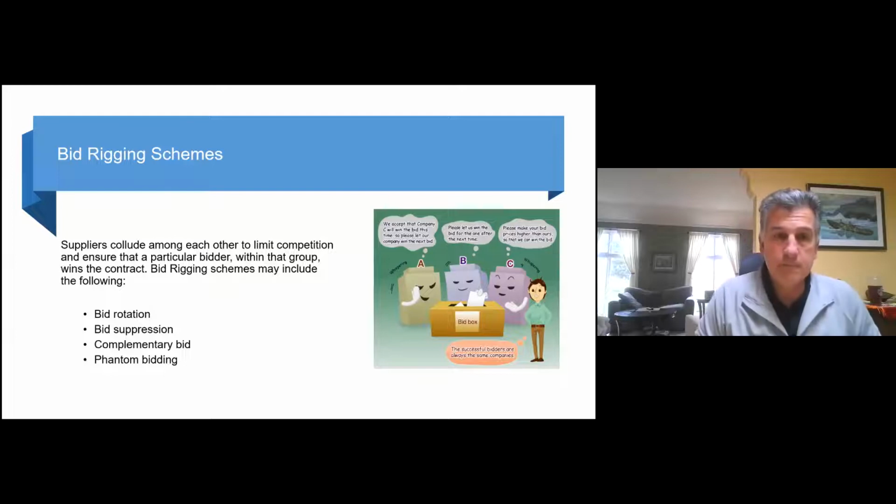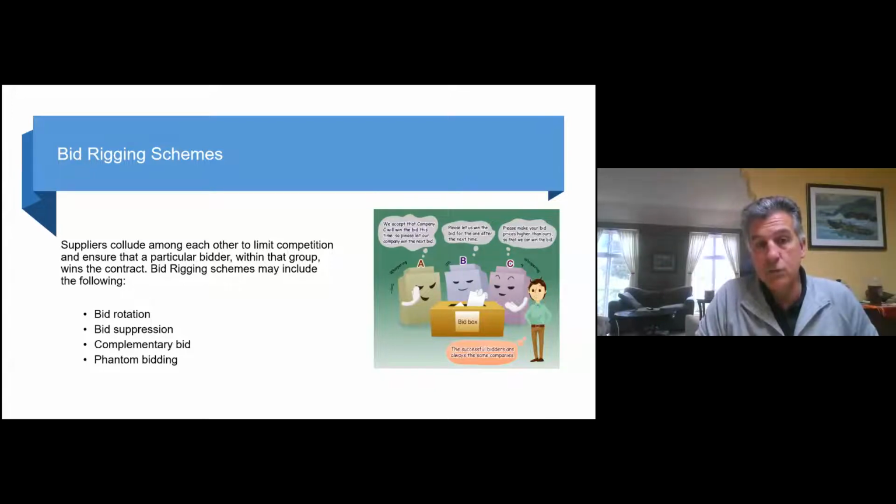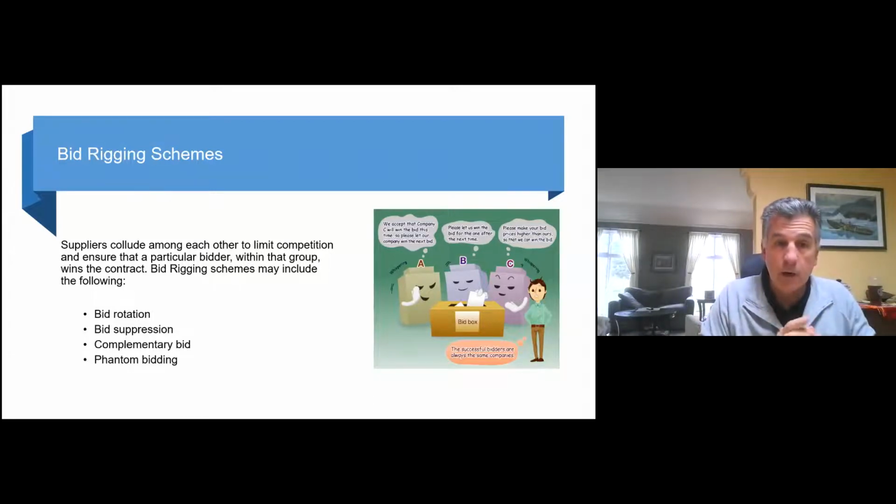One of the types of frauds and schemes we want to talk about today is bid rigging. This is where suppliers collude amongst each other to limit competition and ensure that a particular bidder within their little group wins a contract. Bid rigging schemes may include some of the following: bid rotations, where a different member of the group or different company within the group takes turns winning a bid.